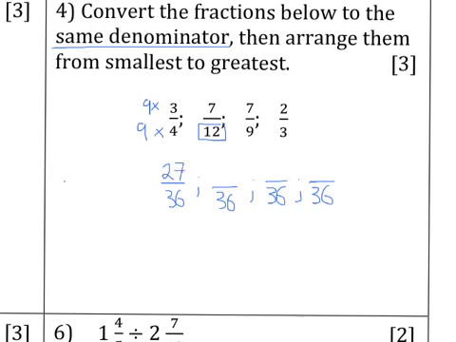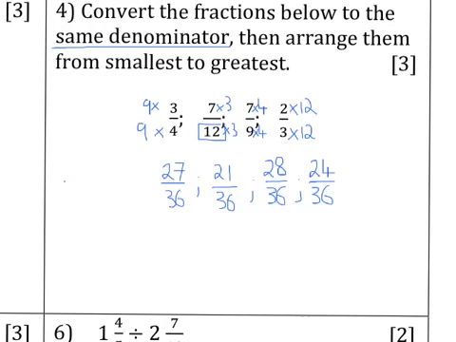12, I have to times by 3, so I have to do the same thing to the top. 7 times 3 is 21. 9, I'm going to have to times 9 by 4. That means I've got to times the top by 4. 7 times 4 is 28. And then 3, I have to times 3 by 12 to get it to 36. So I've got to do the same to the top, and that's going to give me 24.